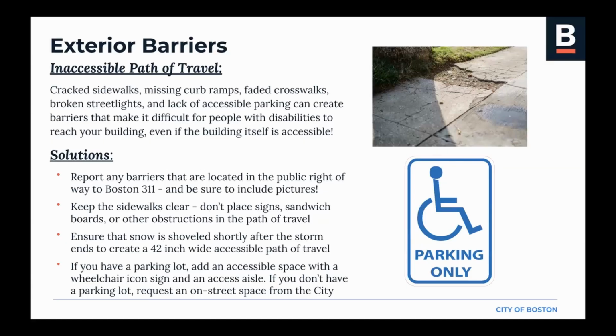Keep the sidewalks clear. Don't place signs, sandwich boards, or other obstructions in the path of travel. Ensure that snow is shoveled shortly after the storm to create a 42-inch wide accessible path of travel. And if you have a parking lot, add an accessible space with a wheelchair icon sign and an accessible aisle. If you don't have a parking lot, you can request an on-street space from the city.